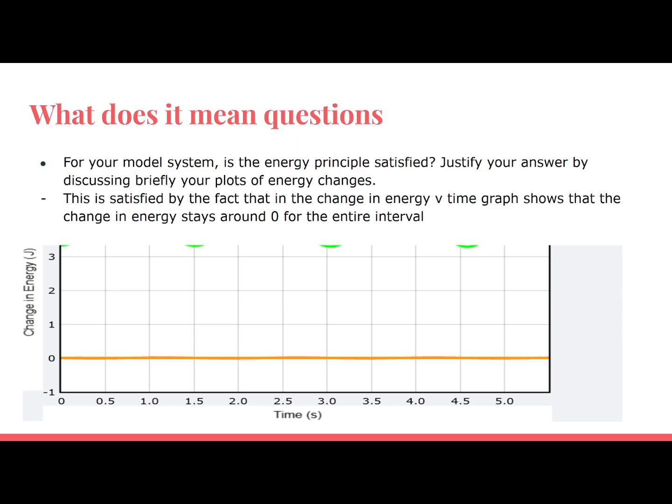Now the what-does-it-mean questions for your model. For your model system, is the energy principle satisfied? Justify your answer by discussing briefly your plots of energy changes. The energy principle is satisfied by the fact that in the change in energy versus time graph that was given to us after we used the computational model with the data provided, the change in energy stays around 0 for the entire interval. You can see it slightly increases a little bit, but it stays roughly around that 0 mark.